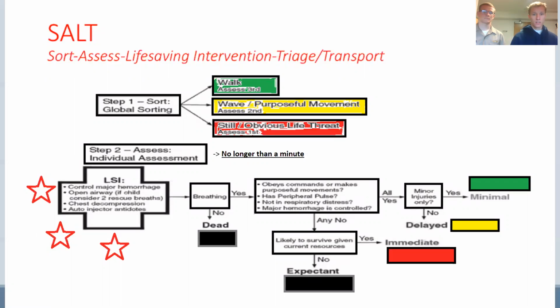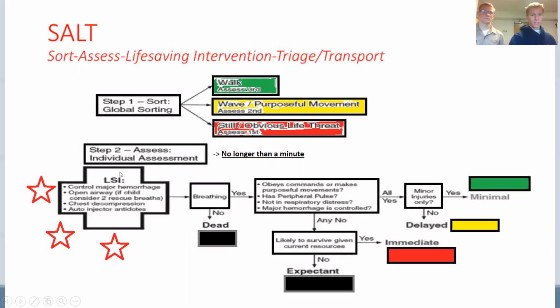So they're not expected to die, or in major critical need of hospital care, but they are also not just bumps and bruises. This whole process should take less than a minute. And then red is immediate. They need to go to the hospital as soon as possible.